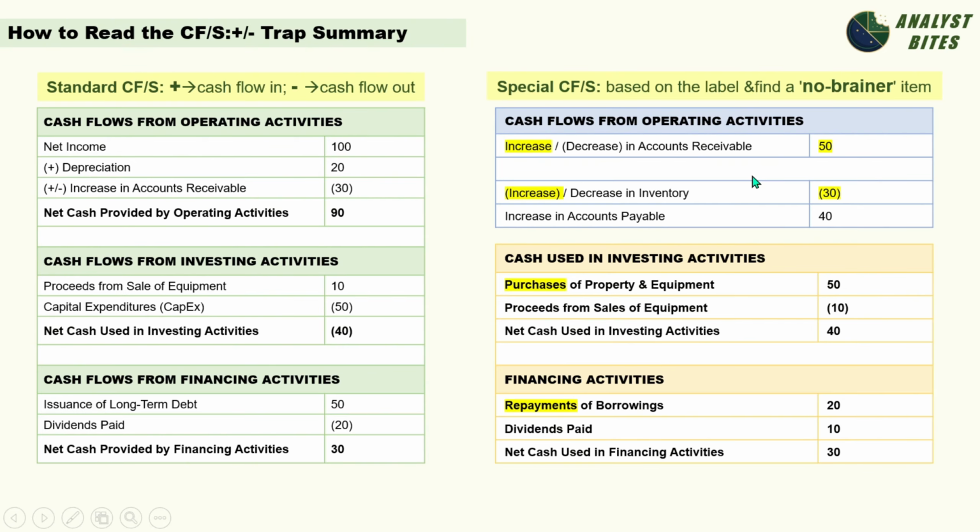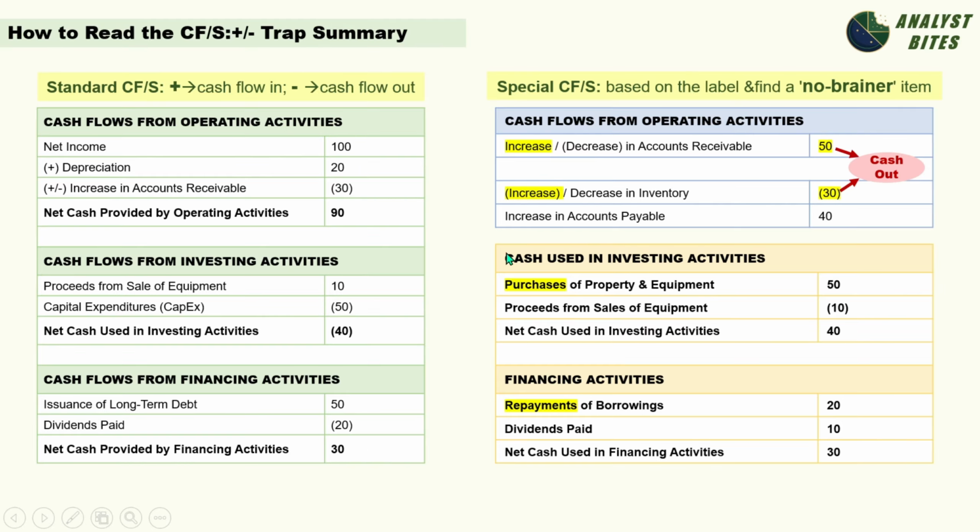Do not fall for the positive sign. You must manually deduct this 50. Let's look at these two items. The increase in inventory, negative 30, and increase in accounts payable, positive 40. They switch back to actual cash flow signs.